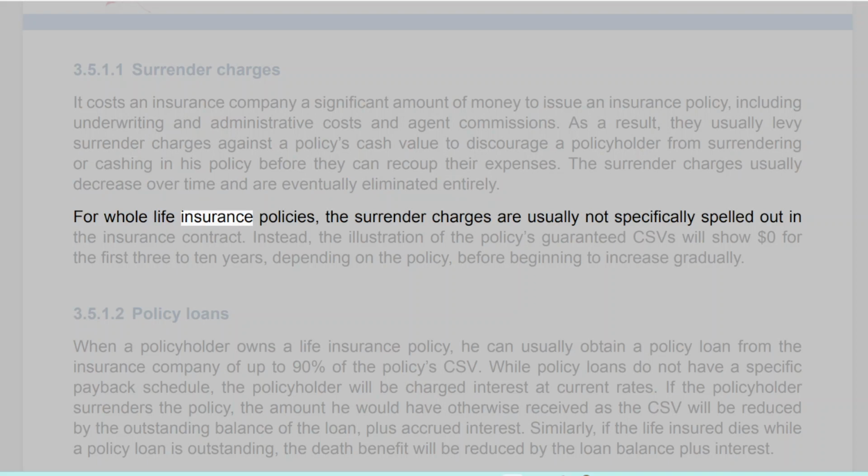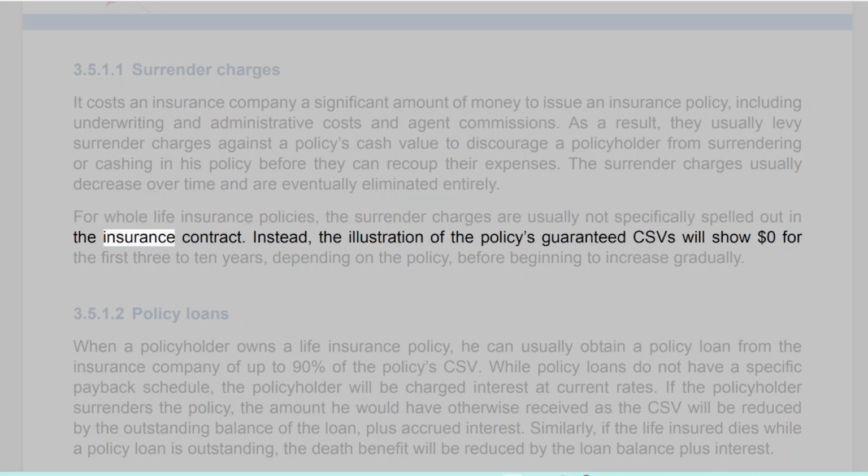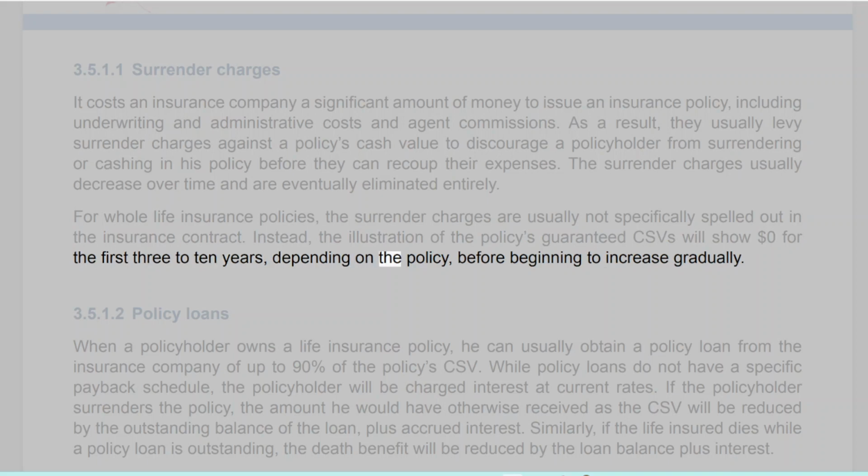For whole life insurance policies, the surrender charges are usually not specifically spelled out in the insurance contract. Instead, the illustration of the policy's guaranteed CSVs will show $0 for the first 3 to 10 years, depending on the policy, before beginning to increase gradually.